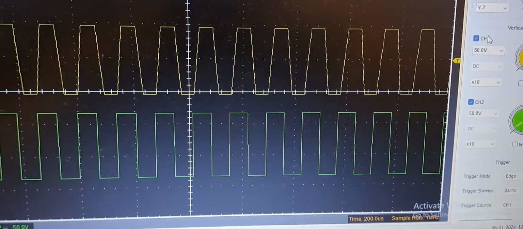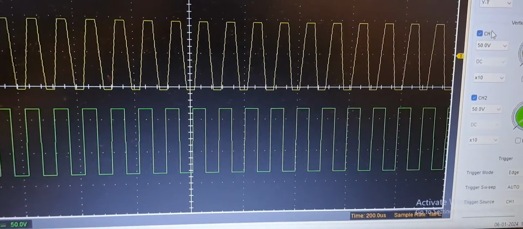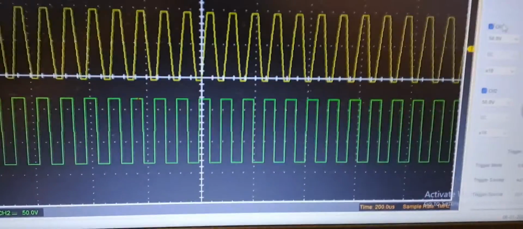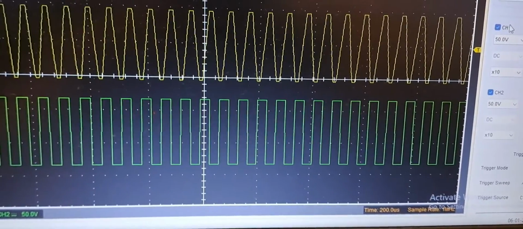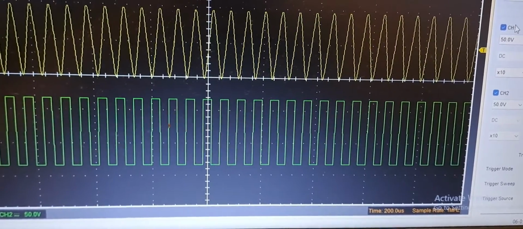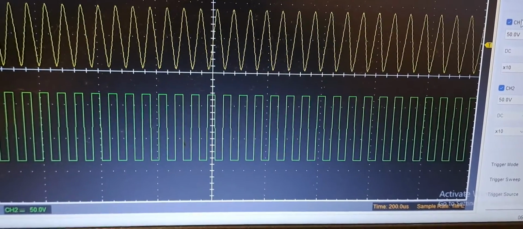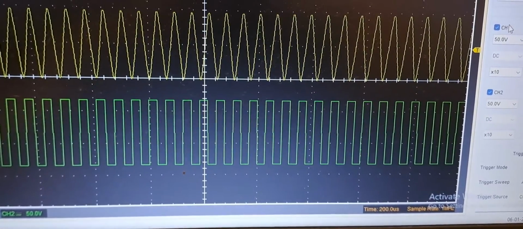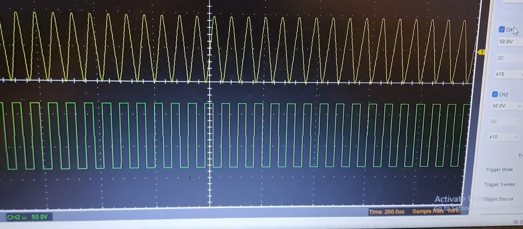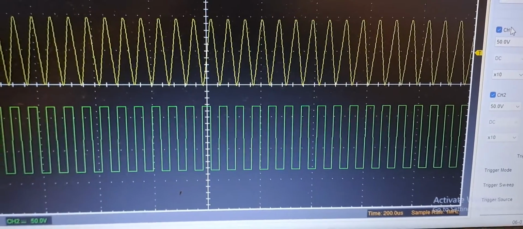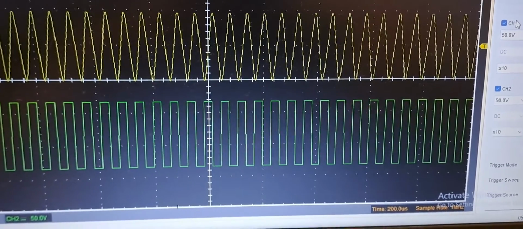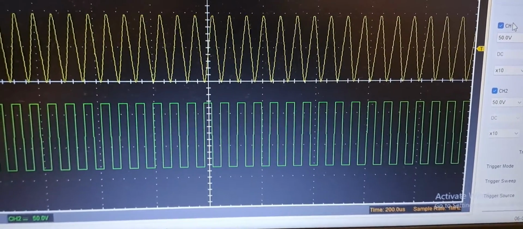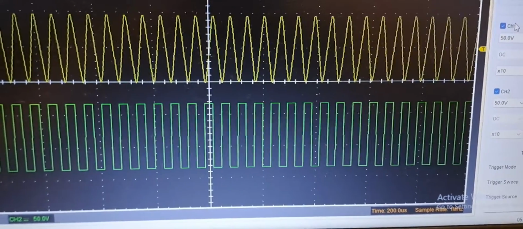Now I am increasing the frequency. I am at 10 kHz now. You can see the waveform is attenuating. 13 kHz, 14, 15, 16. You can see now at 16 and 17 kHz, the input wave, the green pen, is a square wave, and the output wave, the yellow pen, is a triangular wave. You can see the waveform has changed. At this frequency the square wave has become a triangular wave.